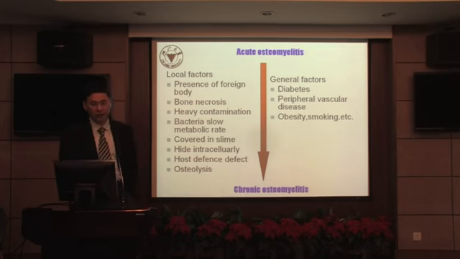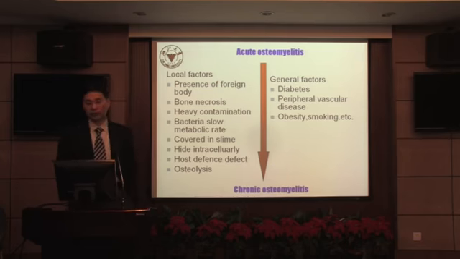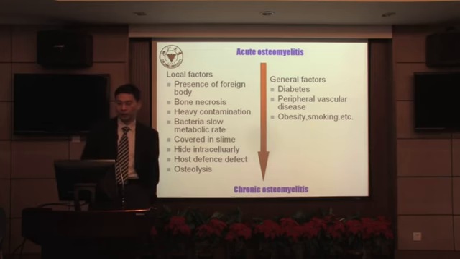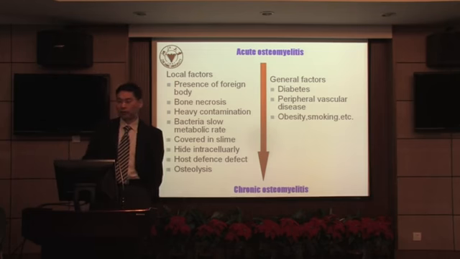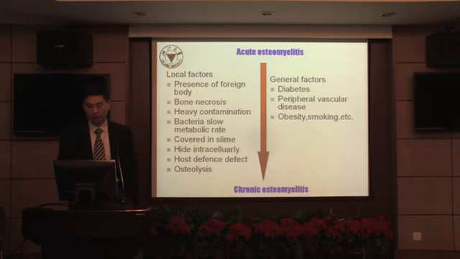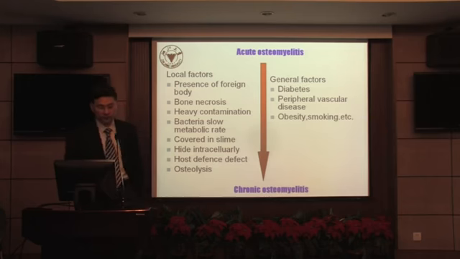Also, we take osteolysis as a local factor, and the general factors are very common in the clinic. The first one is diabetes. Diabetes can cause acute osteomyelitis to change to chronic osteomyelitis, as can peripheral vascular disease, and obesity or smoking factors will also cause acute osteomyelitis to become chronic osteomyelitis.